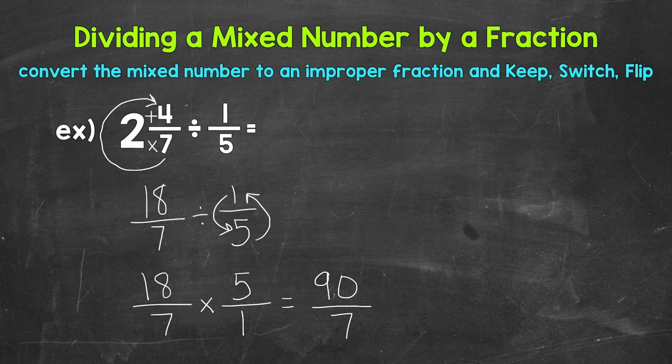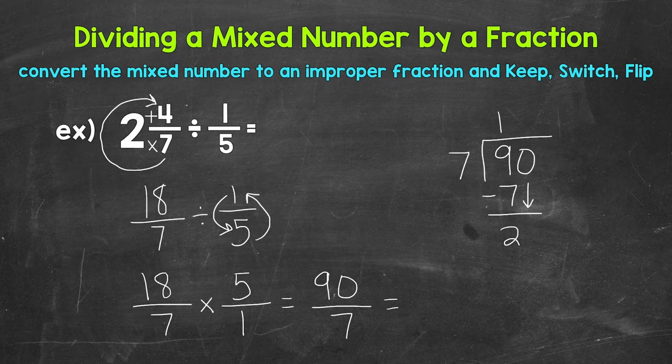So let's convert it to a mixed number. We do that by dividing the numerator, 90, by the denominator, 7. So we have 90 divided by 7. So how many whole groups of 7 in 90? Well, let's work through this off to the side here. So 90 divided by 7. 9 divided by 7, we have 1. 1 whole group of 7 in 9. Multiply, 1 times 7 is 7. Subtract, 9 minus 7 is 2. Bring down, and now we repeat.